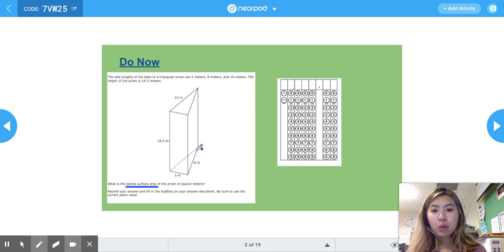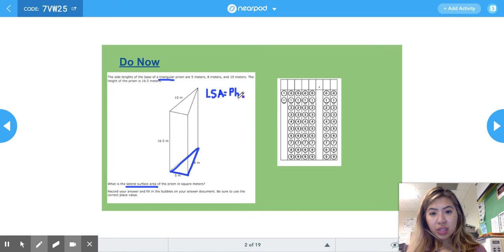So to start off, I'm going to highlight the base shape of the prism. Since it's a triangular prism, the base shape is going to be a triangle. And then I'm going to write out the formula for lateral surface area. So LSA is equal to P times H. P stands for the perimeter of the base shape. H stands for the height of the prism.